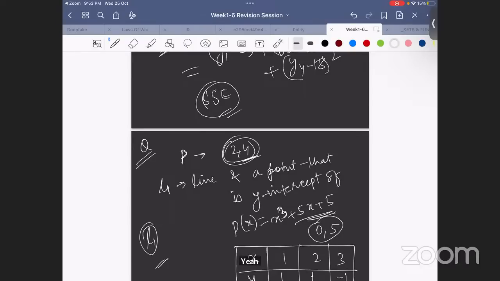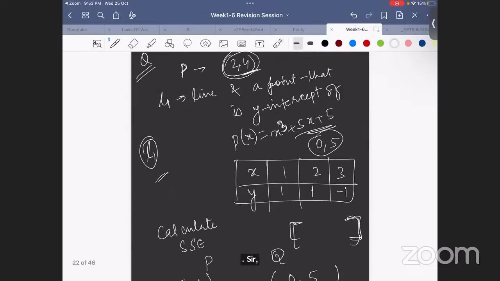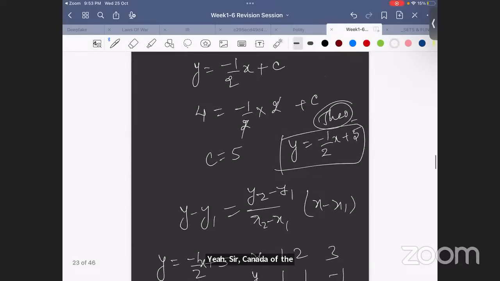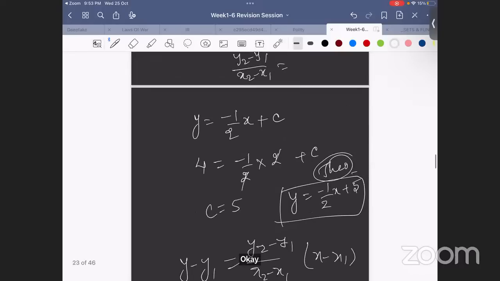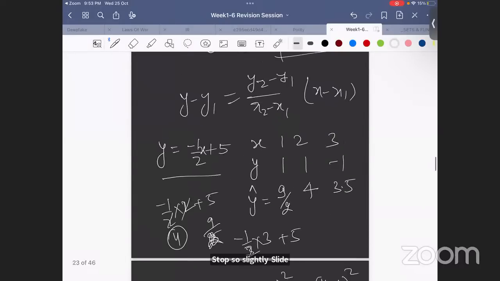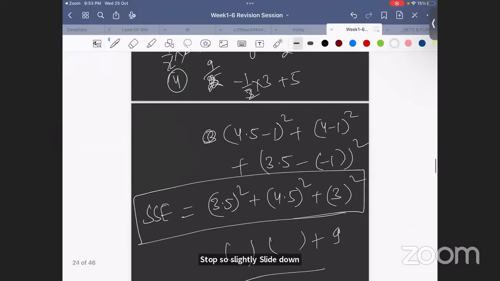Sir, can you scroll up the page? Okay. Stop. So slightly down. Slide down, sir, down. Wait.